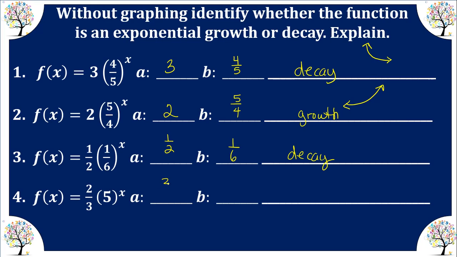Number 4, we have an A value, an initial value of 2/3. And my B value is 5, which is more than 1. So this exponential function is a growth, and it's growing very quickly. We're multiplying each output times 5, times 5, times 5.